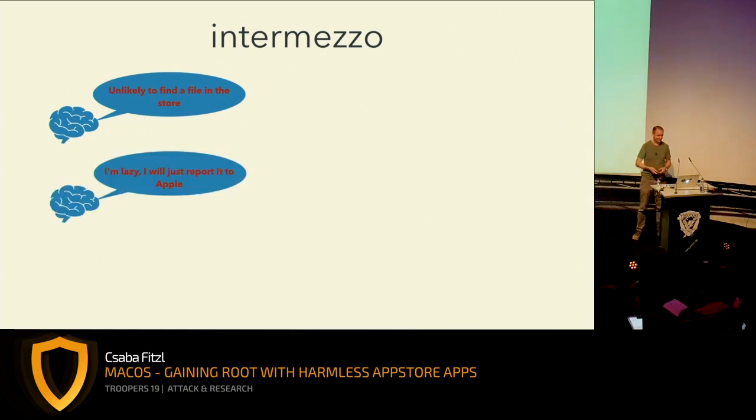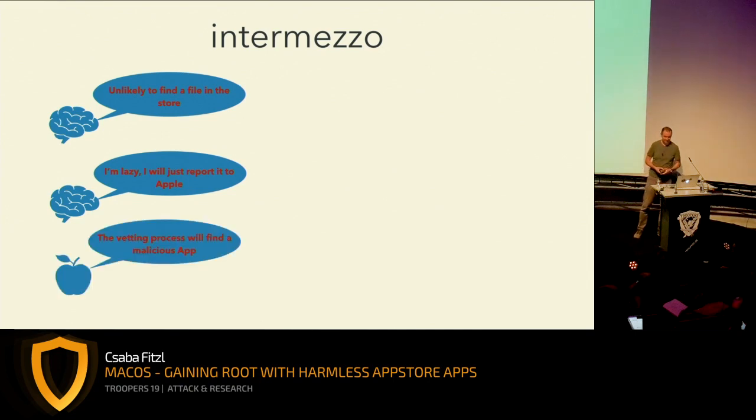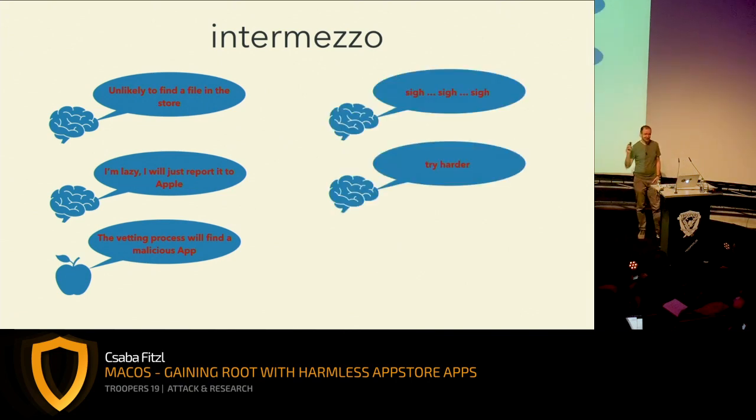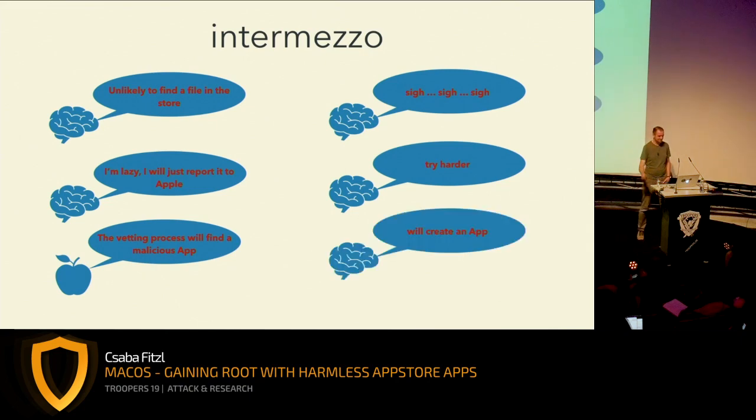And I sent it. And they came back and said, hey, our vetting process will spot any malicious app. And I was thinking, okay, it's not that. It's not about the app being malicious. It's you utilizing the app in a malicious way. And it's probably me not explaining properly what the issue was. But I took a deep breath and decided, okay, I will try harder. I decided I will go down the rabbit hole further and start developing an app.